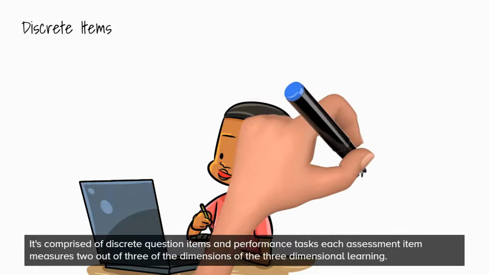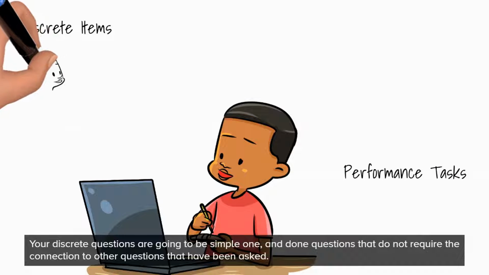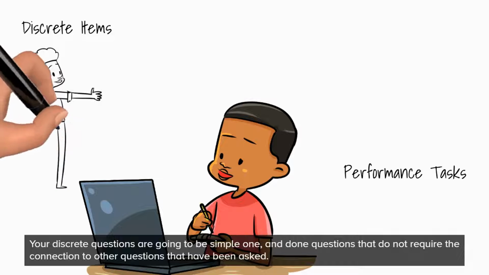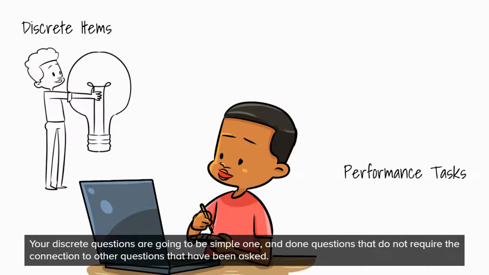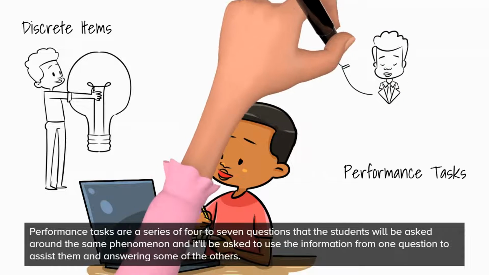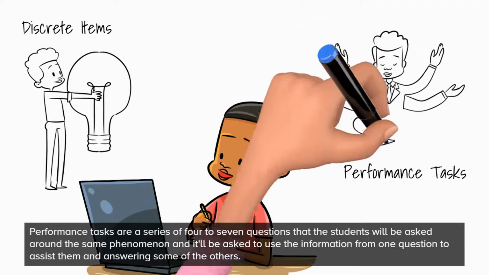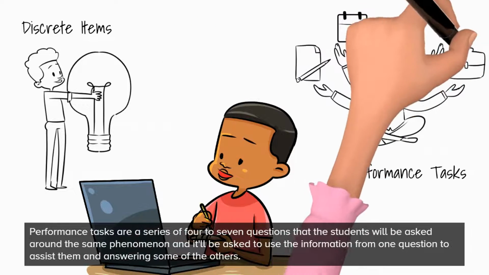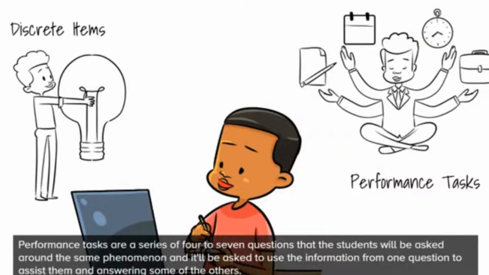Each assessment item measures 2 out of 3 of the dimensions of the 3-dimensional learning. Your discrete questions are going to be simple, one and done questions that do not require the connection to other questions that have been asked. Performance tasks are a series of 4 to 7 questions that the students will be asked around the same phenomenon. And they'll be asked to use the information from one question to assist them in answering some of the others.